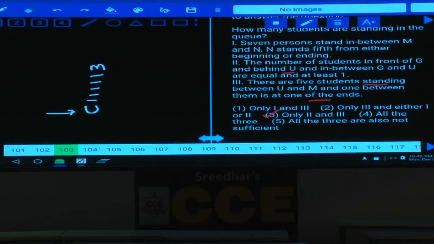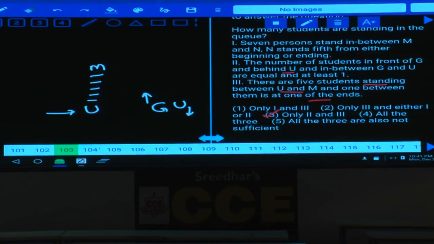But whereas, now here, in between U and M, the number of persons in front of G, the number of persons behind U. Now, number of persons behind U, what do you mean by this? After U, there must be at least 1 person. As at least 1 person is there after U, U cannot be at an end. Isn't it?